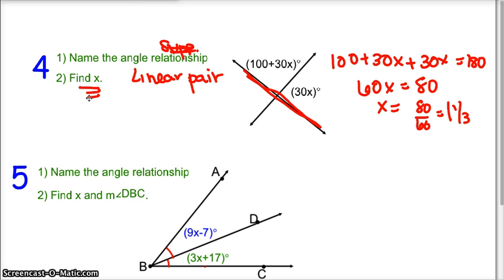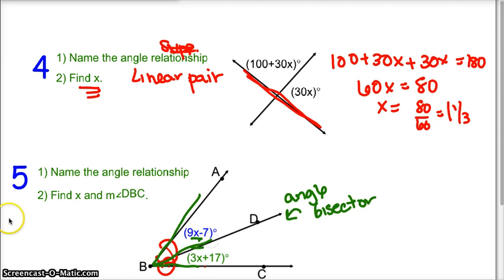Number 5, name the angle relationship. These are adjacent, but more importantly, I see these little curves. And why are they there? They're there because this thing must be an angle bisector. And what an angle bisector is doing is taking the whole angle and cutting it into two equal pieces. So the piece labeled 9x minus 7 and the piece labeled 3x plus 17 are equal.